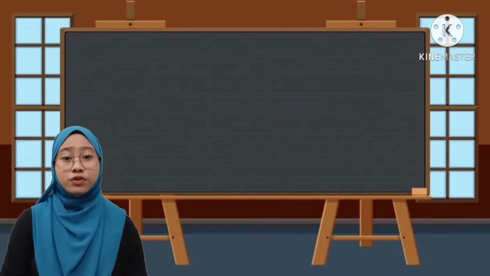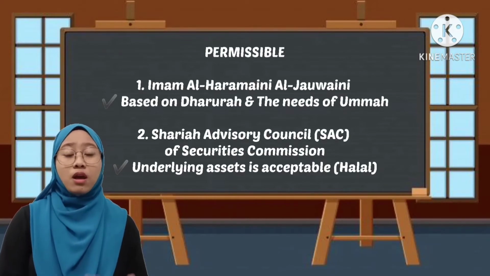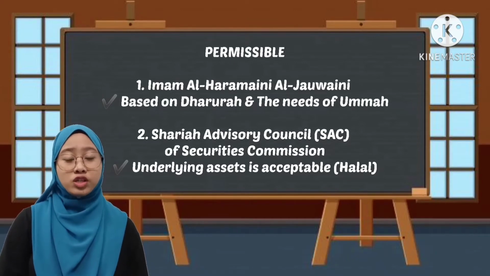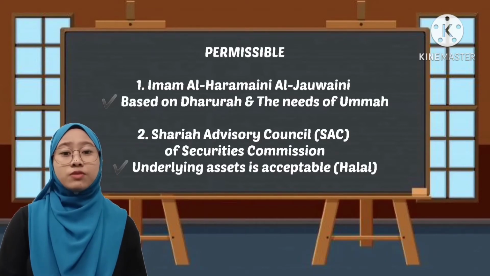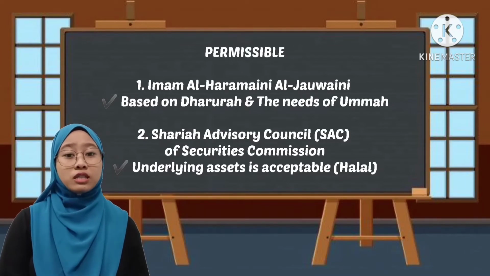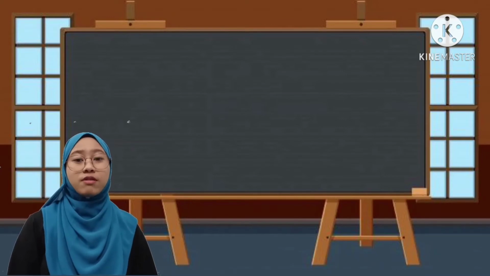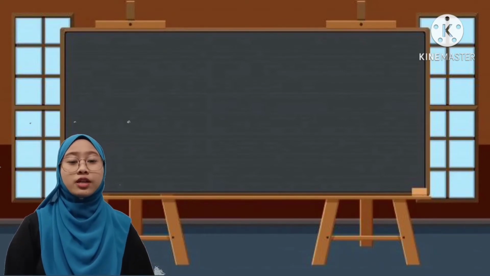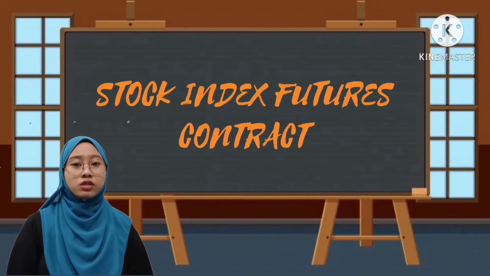Okay, first is futures contract. According to Imam Al-Haramain Al-Juwaini, futures contract is permissible when it is based on darurah and the needs of the ummah. The Sharia Advisory Council of the Securities Commission also accepts this futures contract as long as the underlying asset and commodity are acceptable or halal. However, most Muslim scholars reject a contract that does not comply with Sharia. One of the examples is the stock index futures contract.